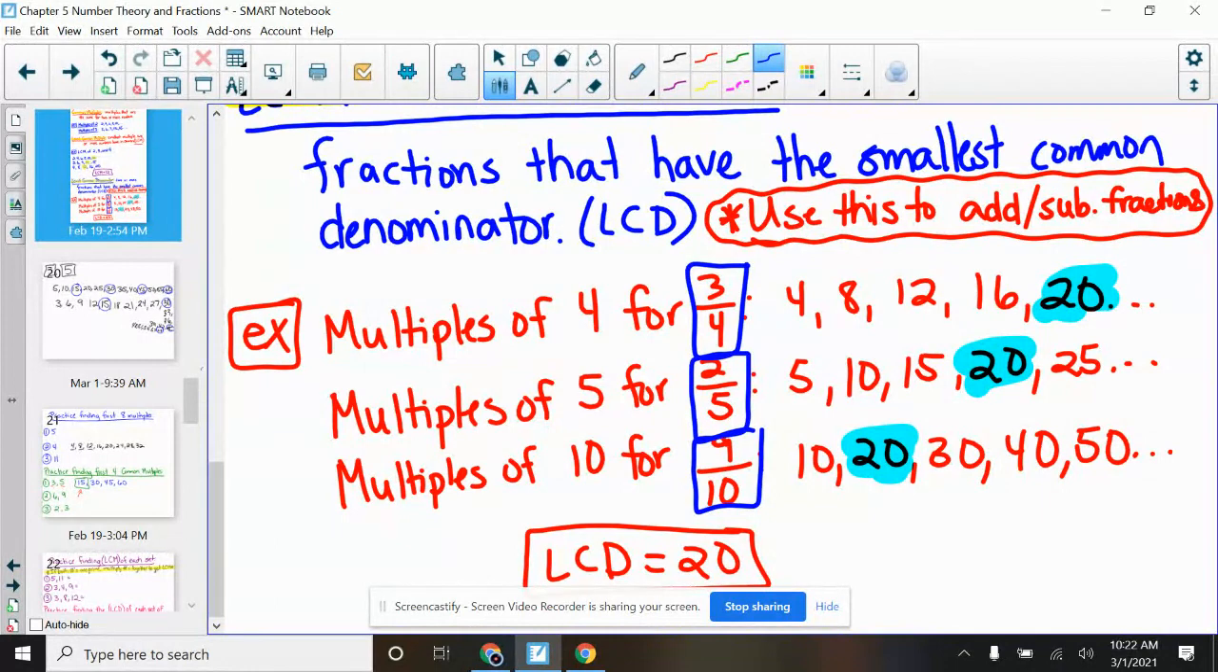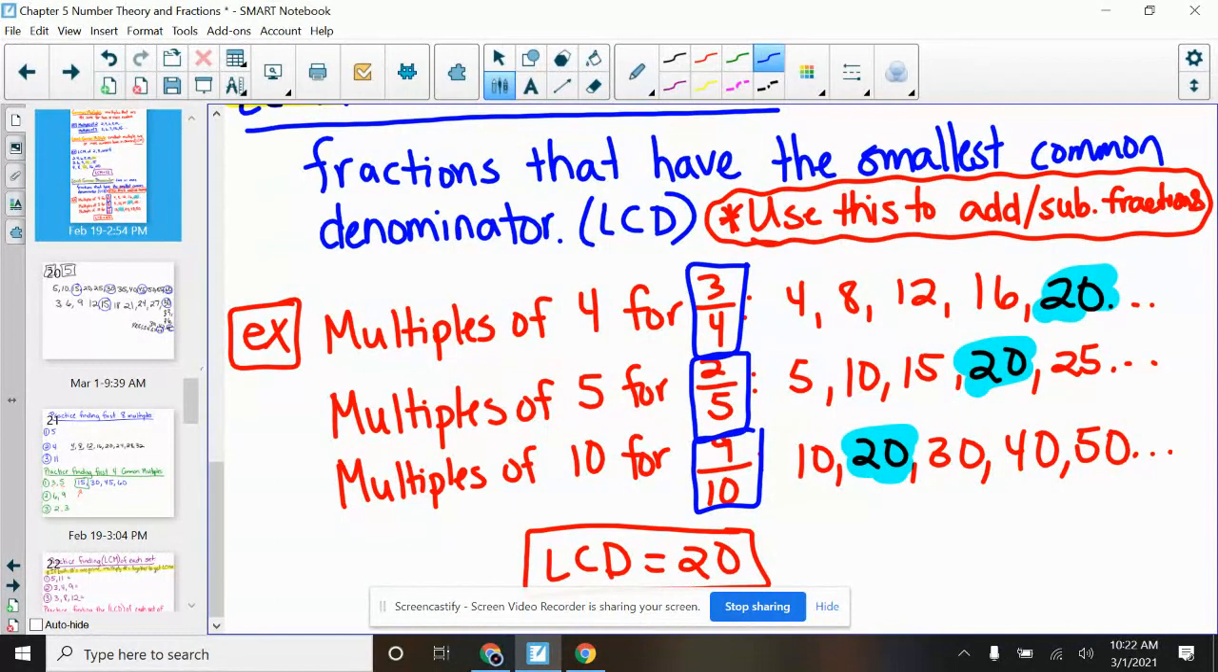So to find the least common denominator, I look for the smallest number that 4, 5, and 10 have in common, which in this example is what? 20. So do you see how we did everything basically the same? The only difference is we started out looking at fractions instead of just looking at a number. And so that's why it's called a least common denominator and not least common multiple.